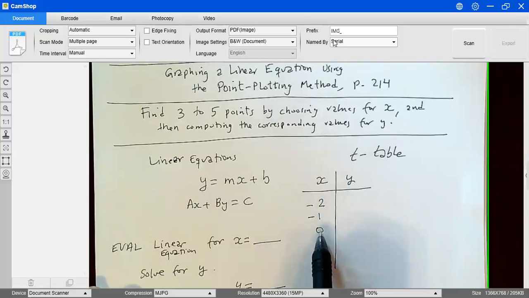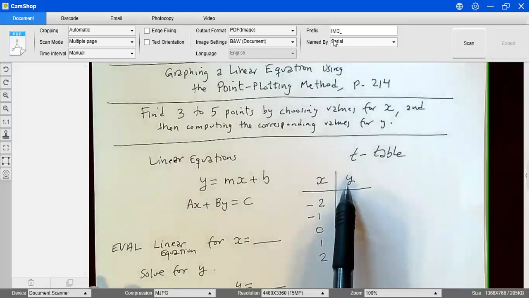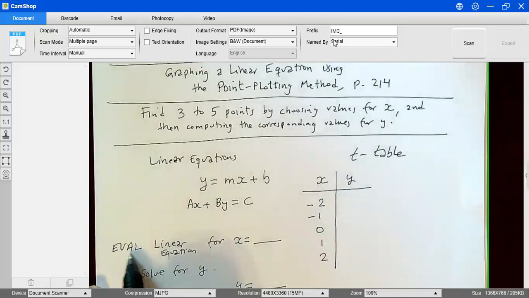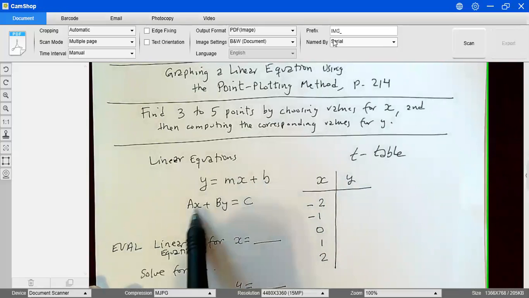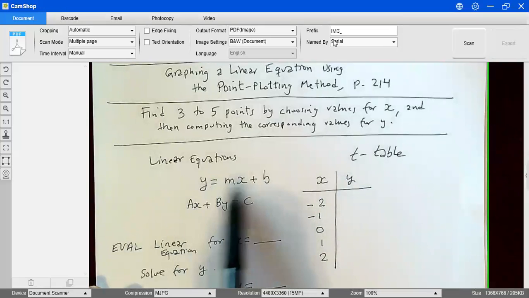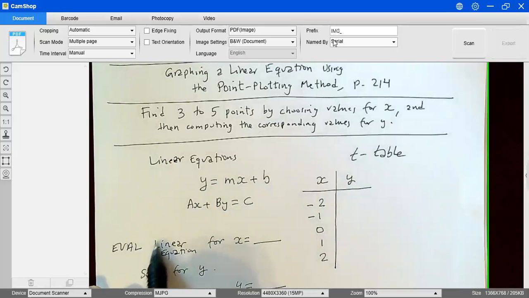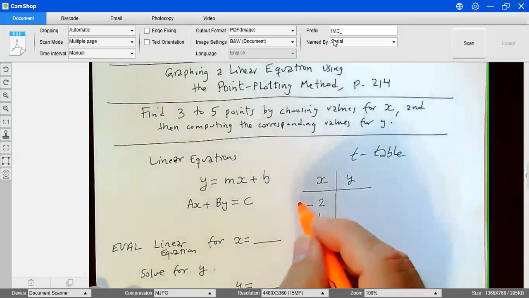Usually you choose 0, 1, and -1 because they are easy to handle when you are doing computations. Then you're gonna compute the corresponding values for y. How? You're gonna evaluate the linear equation. So you're gonna write eval and then the corresponding linear equation that you have, either in this way or in this way. You're gonna write that here, and then you're gonna say for x equals, and then you're gonna start doing this evaluation for every value of x that you have.